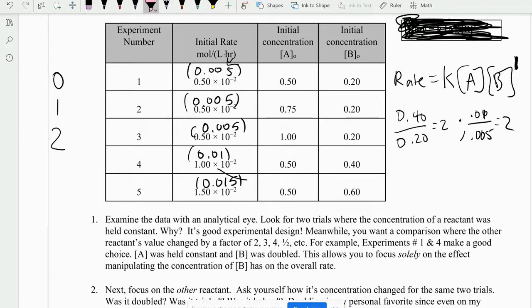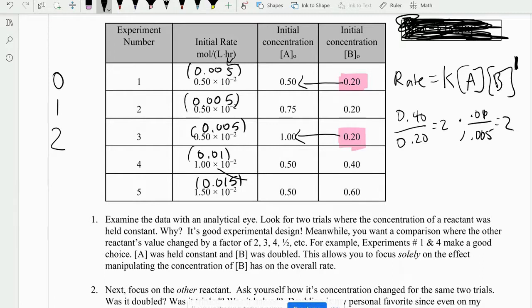So pick two trials where B is held constant. Now, I know you're going to see that there are multiple places where B is held constant, but I'm going to look at trials number 1 and 3. Can you take a guess why I would choose 1 and 3? Well, look, when you hold B constant, initially in experiment 1, the concentration of A was 0.5. And when I went to experiment 3, I noticed that it doubled to 1.